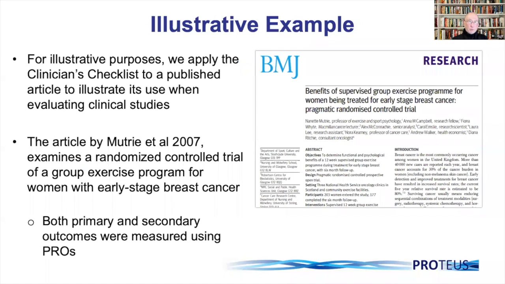Let's go through an example. For illustrative purposes, we apply the clinicians checklist to a published article to illustrate its use when evaluating a clinical study. In this article published in the BMJ by Mutrie et al. in 2007, we look at the paper which examines a randomized controlled trial of a group exercise program for women with early stage breast cancer. In this study, both primary and secondary outcomes were measured using PROs.